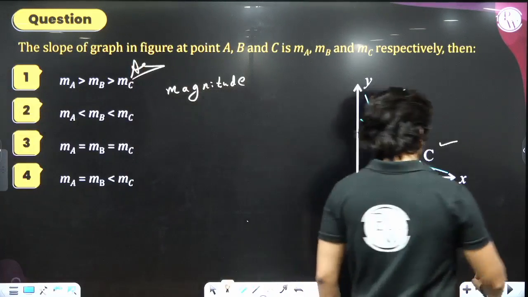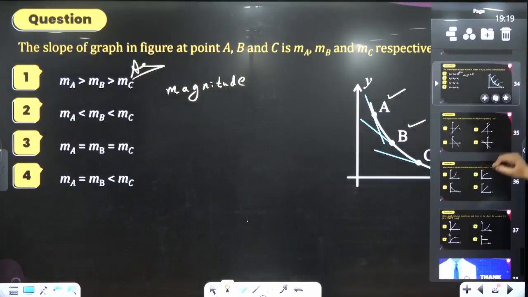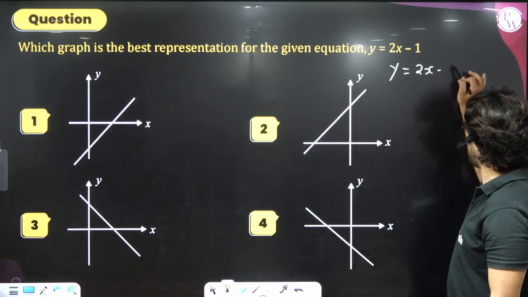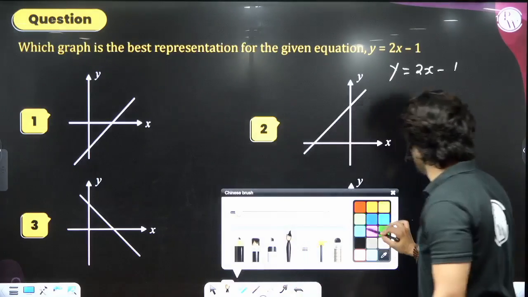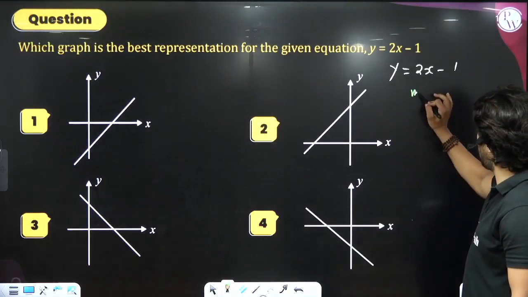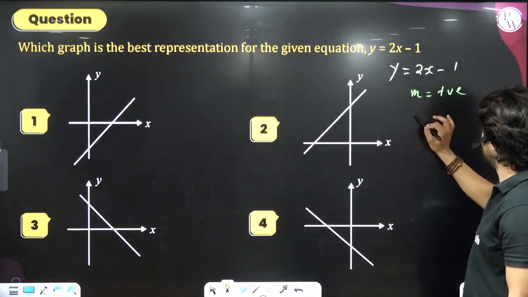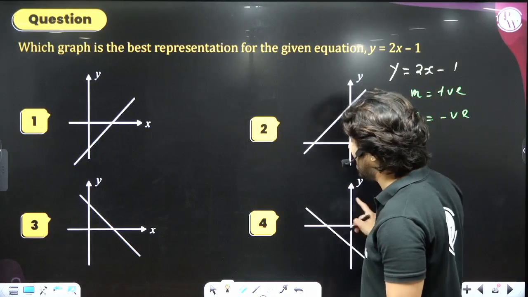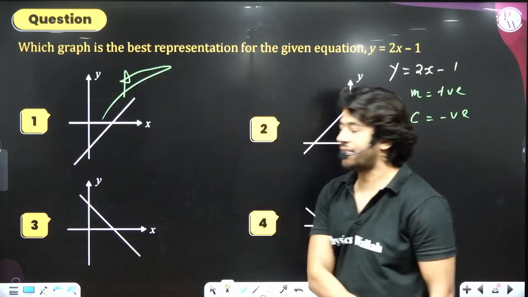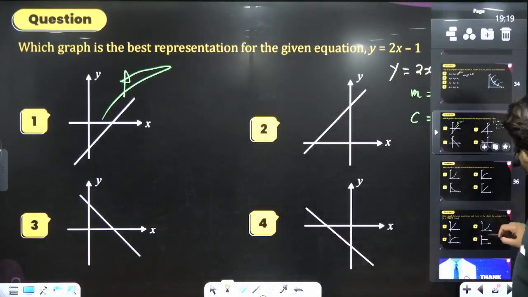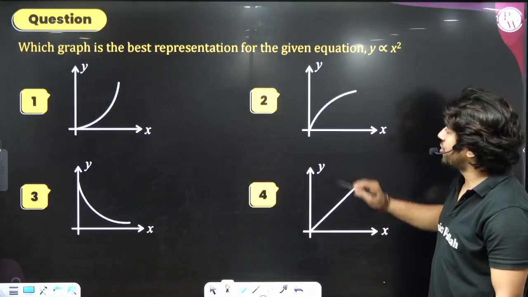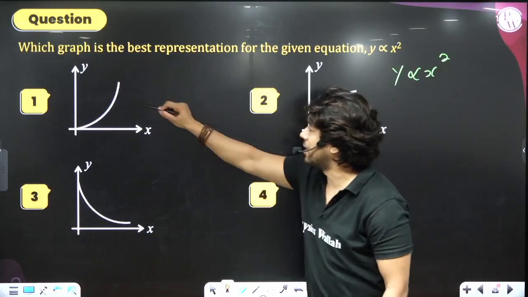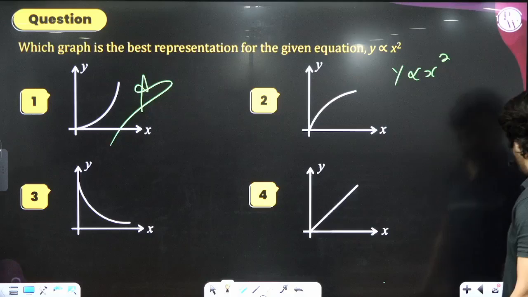Okay. Here we go. There has been given an equation y equals 2x minus 1. So what information do you conclude from this? That the slope is positive, that the intercept is negative. Positive slope and negative intercept. Answer is A. Okay. Next question. Which graph represents y proportional to x square? Y versus x. Definitely a parabola. This is the answer. Cool.